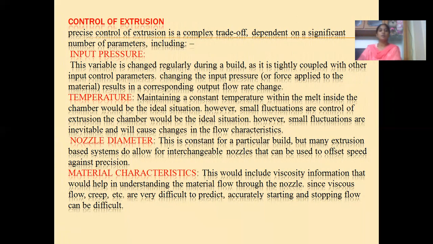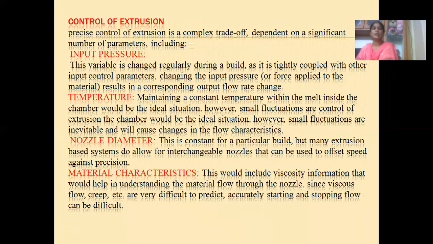Okay, temperature. Maintaining a constant temperature within the melt inside the chamber would be the ideal situation. Nozzle diameter. Nozzle diameter is also a constant for a particular build, but many extrusion-based systems follow interchangeable nozzles, which can be offset throughout the positions.